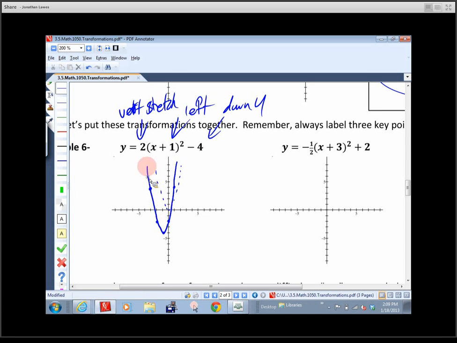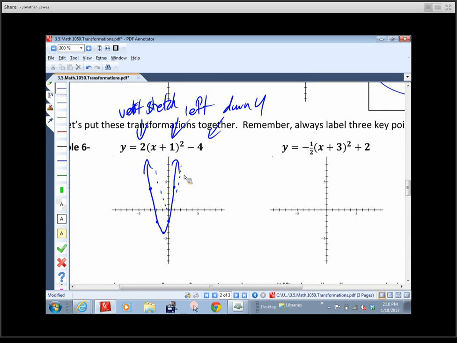Now, does that look right? Does it look like it's been shifted to the left 1, down 4, and has it been vertically stretched? Are the points taller? Is the graph steeper than it used to be? Okay, that's what you want to think about. I know you already know how to do this, but those are the details you want to think about because in just a second we're going to be using a different function.